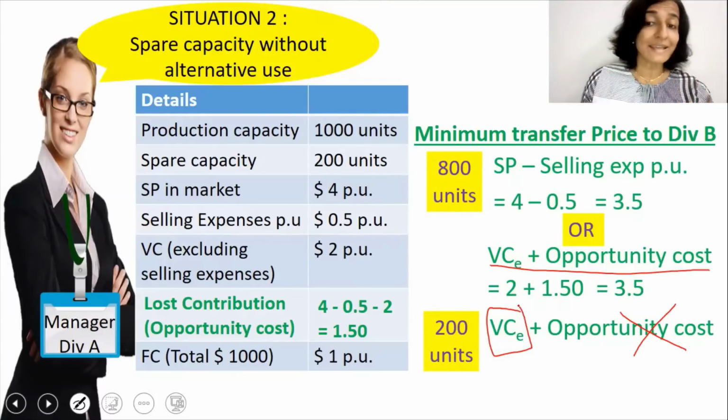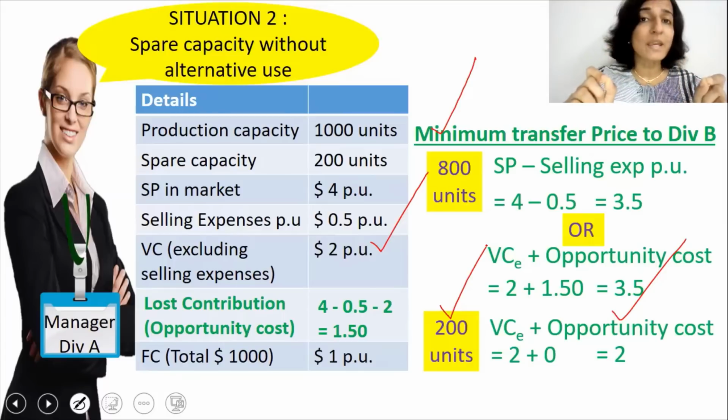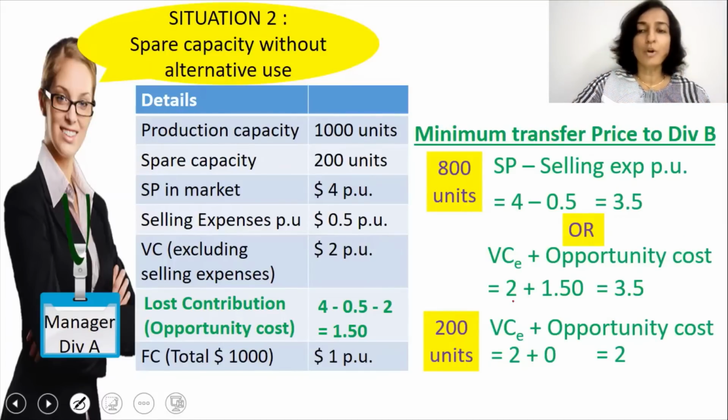So variable cost excluding selling expenses is $2 per unit, and opportunity cost of the lost contribution in case of spare capacity is 0. So it's 2 plus 0, or $2 per unit, is the minimum transfer price as far as the 200 units of spare capacity is concerned. So whenever there is spare capacity, all you have to take is the variable cost excluding the selling expenses.